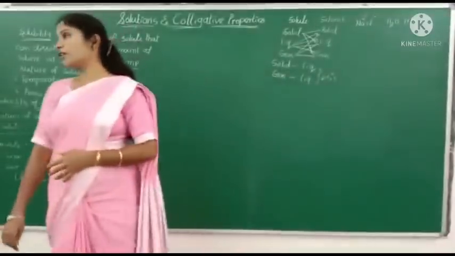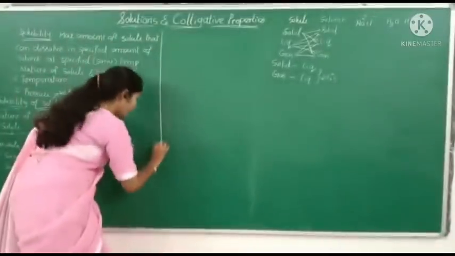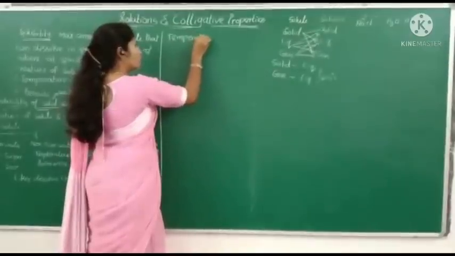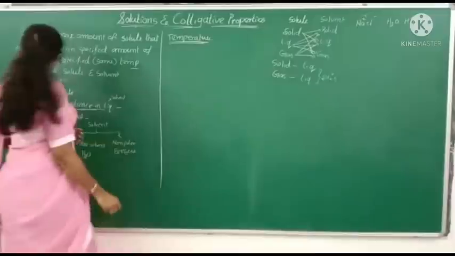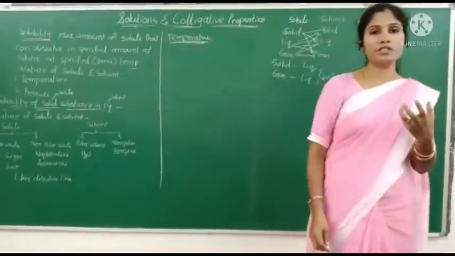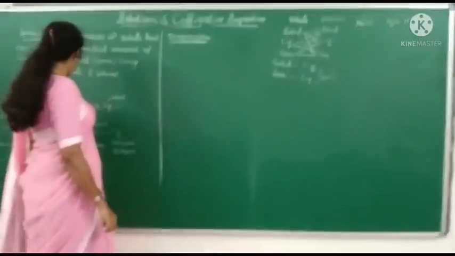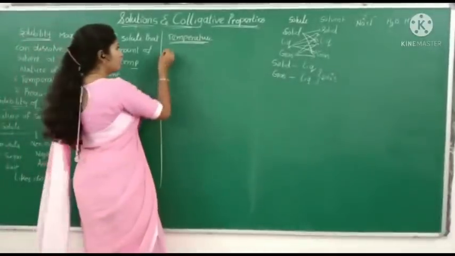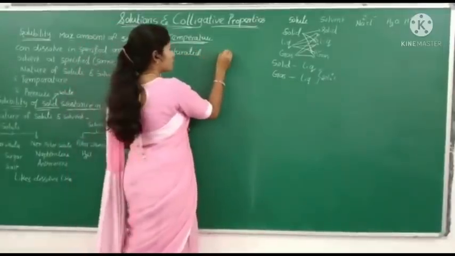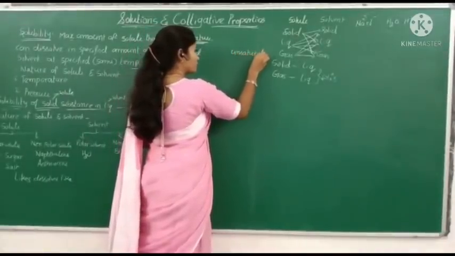Next is the effect of temperature on the solubility of a solid substance in liquid. Before discussing the temperature factor on the solubility of a solid substance in liquid, solutions can be of two types again: saturated solution and unsaturated solution.